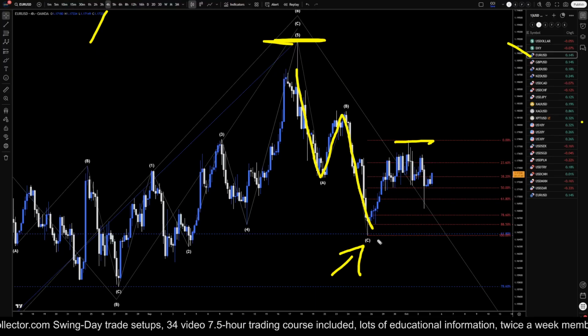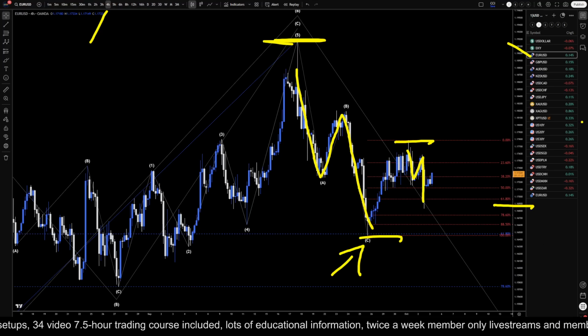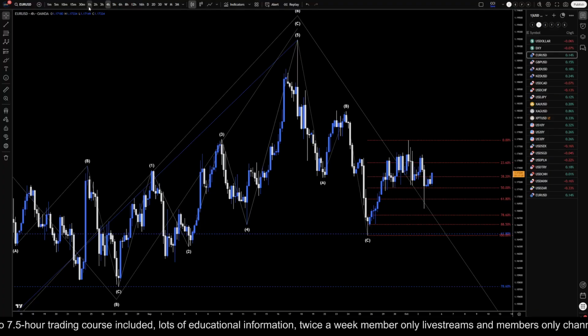So we have our Fibonacci retracement on this move right here. We're looking for 1, 2, 3 wave pullbacks. We're looking for Fibonacci bounces for more entries to go long.